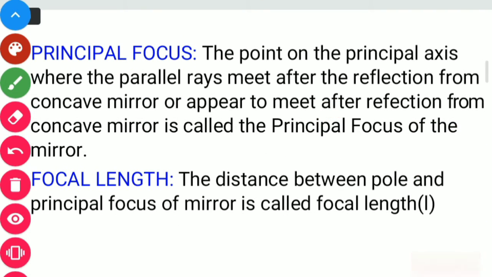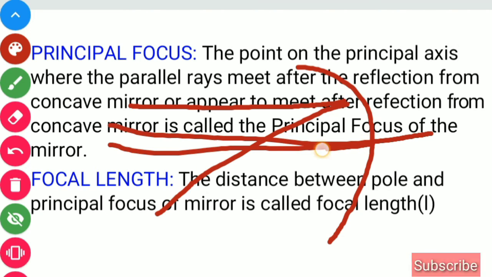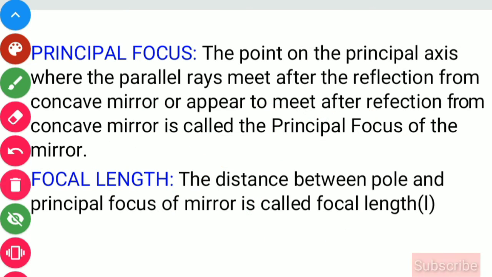Now, principal focus F. Principal focus plays an important role in this. It is a point on the principal axis where the parallel rays meet after the reflection from the concave mirror. It is known as F, the principal focus. Now, focal length. The distance between pole and the principal focus of the mirror is called focal length. Now, let us move towards the cases of image formation by our concave mirror. Today we will discuss concave mirror.